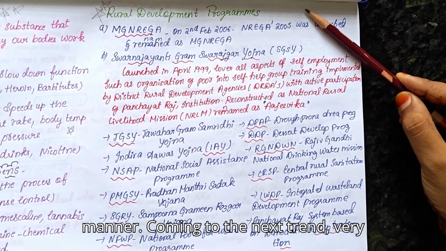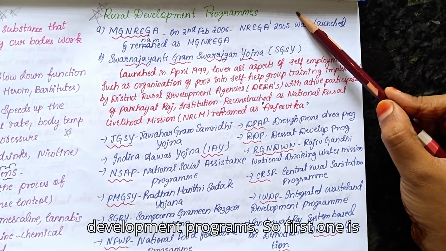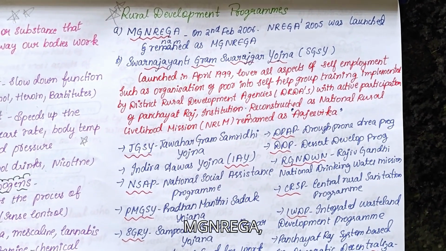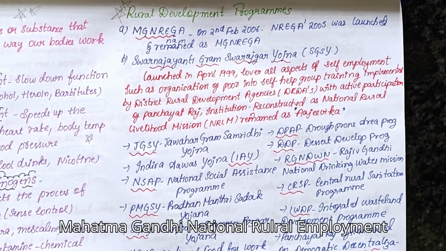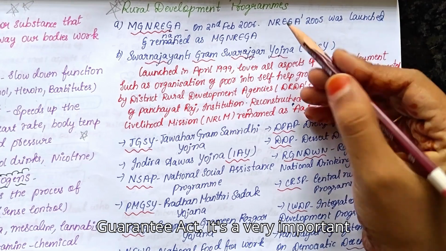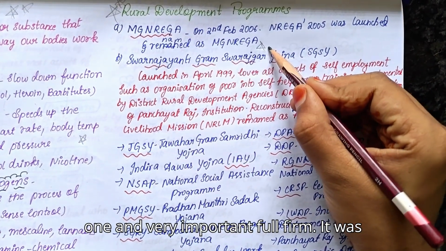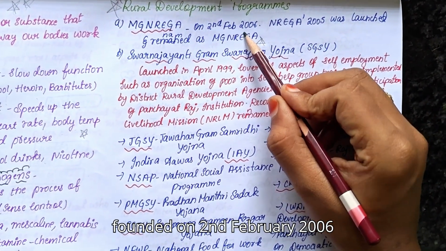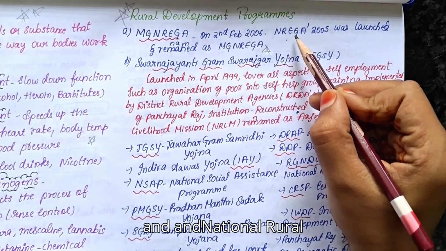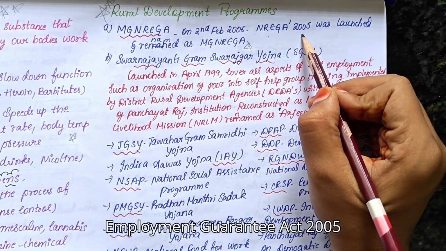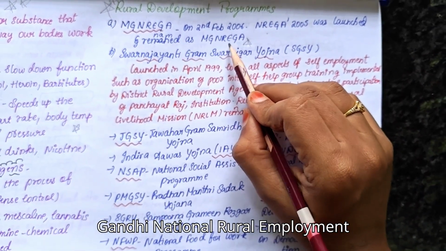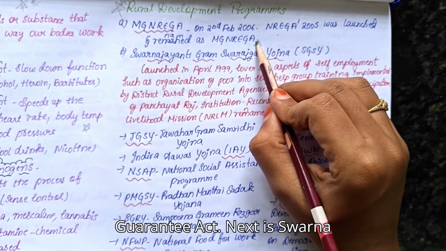Coming to the next and very important topic, the rural development programs. The first one is NREGA, Mahatma Gandhi National Rural Employment Guarantee Act. It's a very important one and a very important full form. It was founded on 2nd February 2006, when the National Rural Employment Guarantee Act 2005 was launched and renamed as Mahatma Gandhi National Rural Employment Guarantee Act.